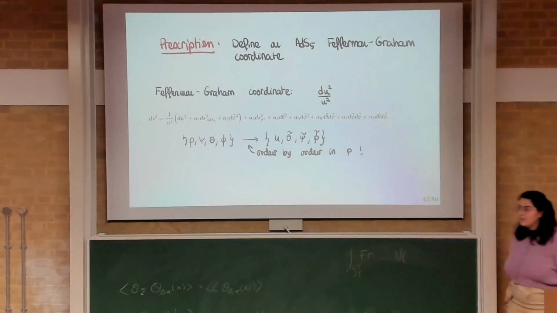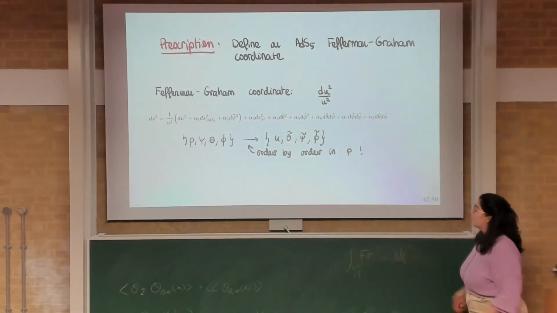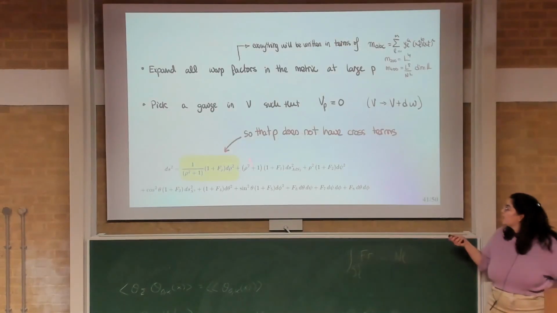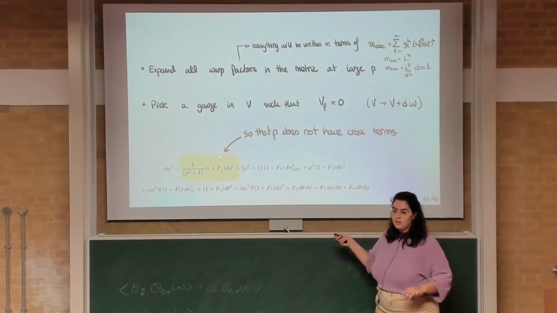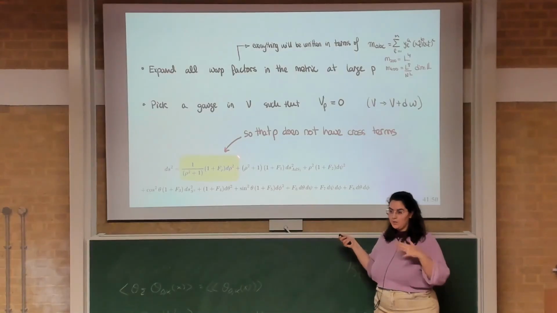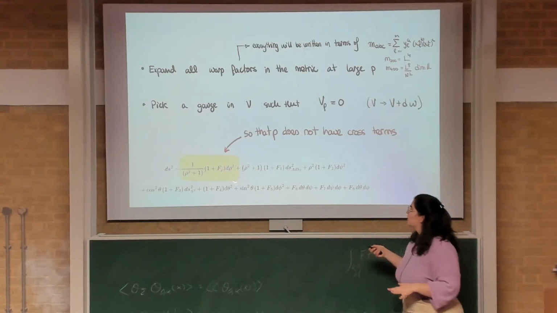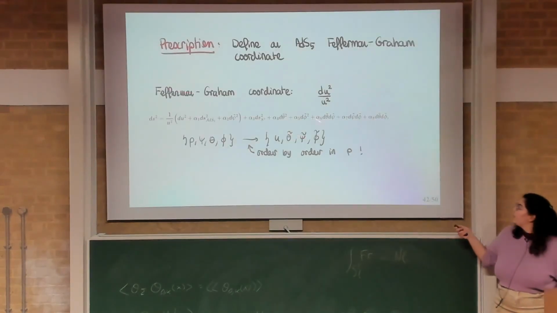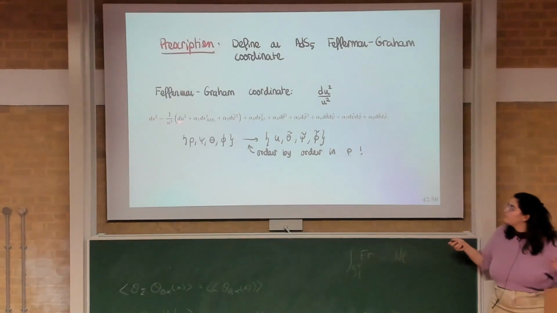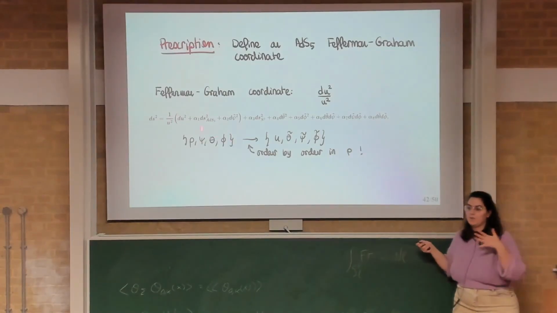Okay, but the Fefferman-Graham coordinate that we will define is not this one, because you see that even though it doesn't mix with the others, we have this f of rho here that is non-zero, and we don't want that. What we want is for the Fefferman-Graham coordinate to be some AdS5 radial coordinate.